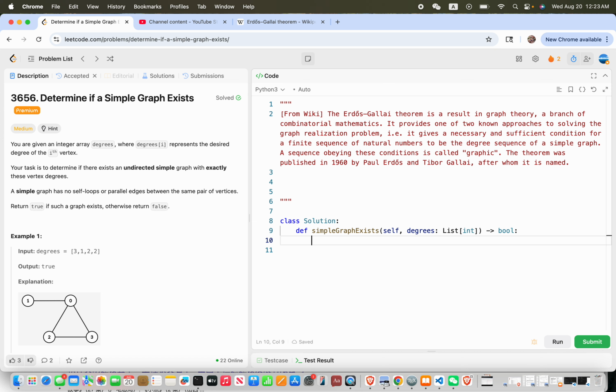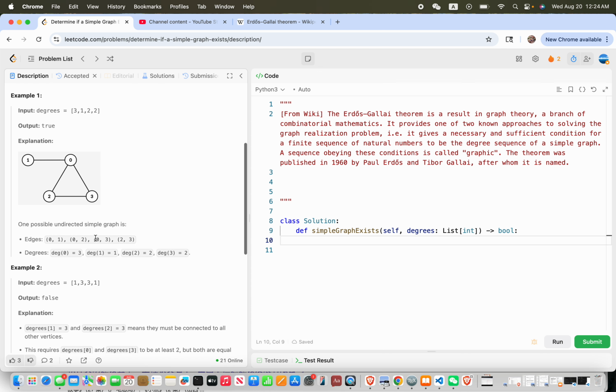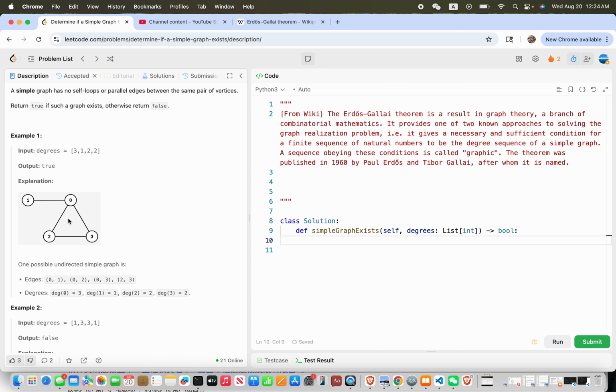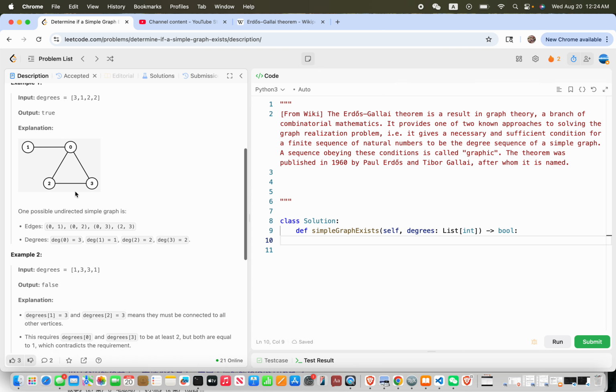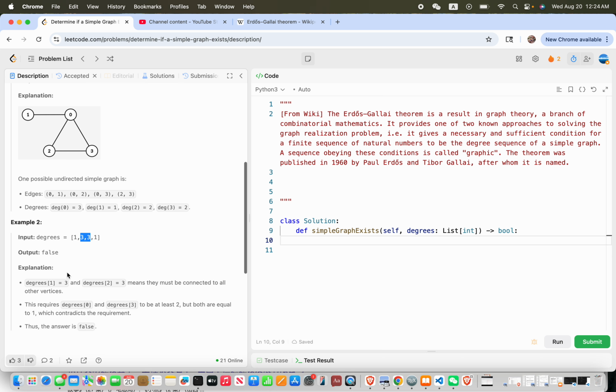Let's have a look at a newly appeared problem. Problem 3656. Determine if a simple graph exists. So in this problem, there are given integer arrays called degree. So we want to see if there is a graph with exactly these vertex degrees given by the problem statement. So here are two examples. For the first example, the return is true. Now for the second one, the output is false.